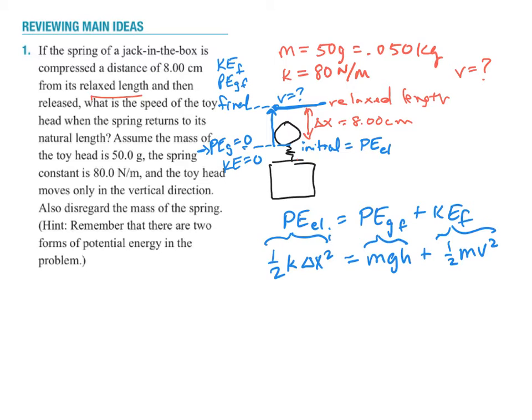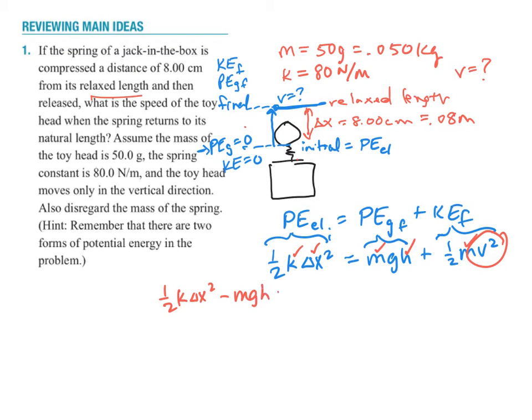I know all of these things. They gave me the K value. They told me how much it was compressed. I know the mass of the head. I know how high it is: 8 centimeters, which is 0.08 meters above where it started. So I have all that information. I have the mass. The only thing I need to solve for is velocity. So I'm going to rearrange this to isolate velocity.